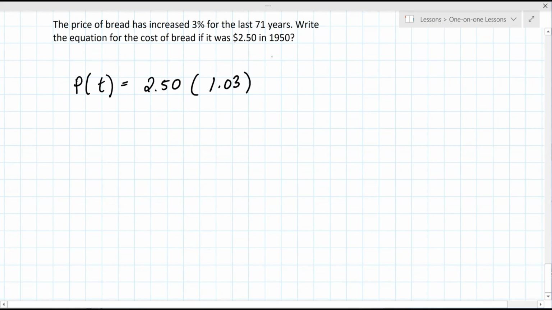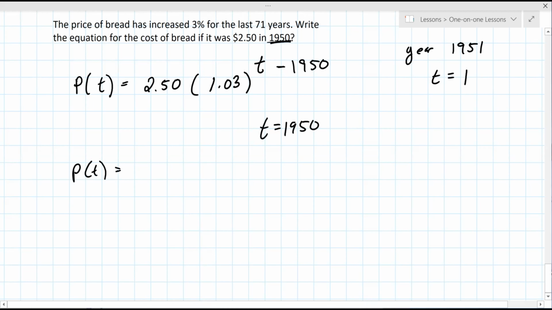Now we have a choice here. If I want to know the price in year 1951, my exponent has to be 1. So how do you get that here? Well, you have to use this offset approach. This is what you end up subtracting. Right. So notice that if t is 1950, what is the price of bread? 2.50. Okay.